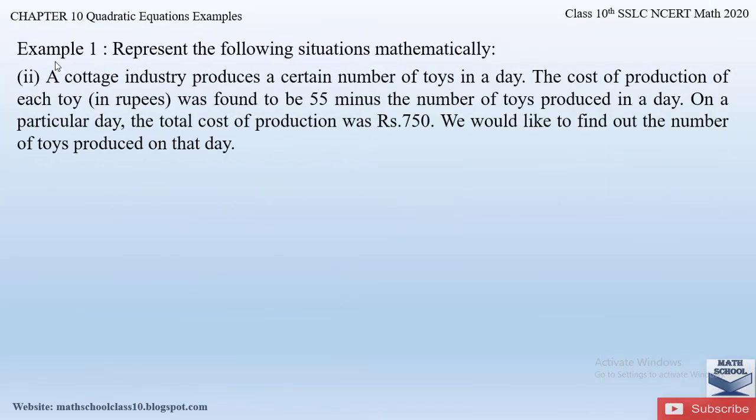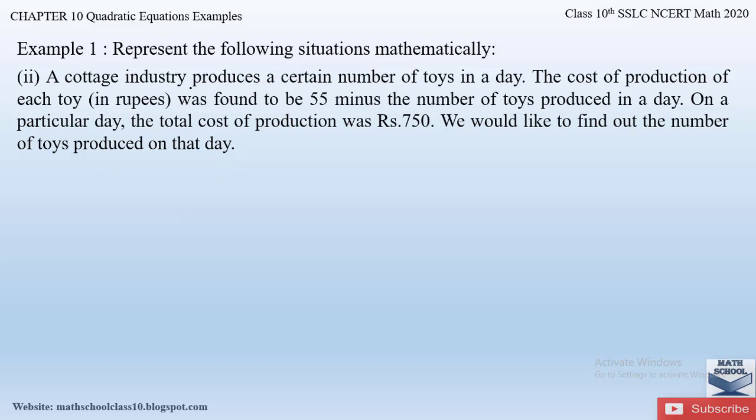So the second part of example 1 from chapter number 10, quadratic equations, says: again represent the following situation mathematically. A cottage industry produces a certain number of toys in a day. The cost of production of each toy was found to be 55 minus the number of toys produced in a day. On a particular day, the total cost of production was rupees 750. We would like to find out the number of toys produced on that day.